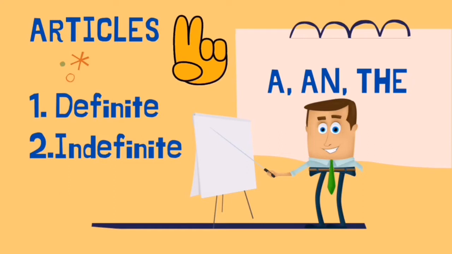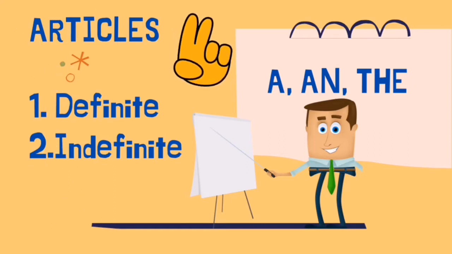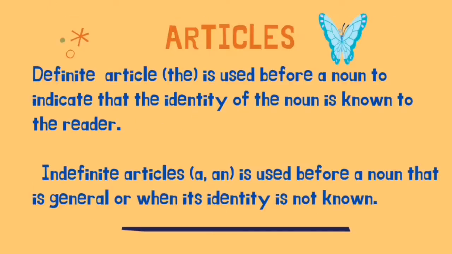So first we have articles. Articles have two types, that is definite and indefinite articles. So definite articles is used before a noun to indicate that the identity of the noun is known to the reader. So the is the definite article, a and an are the indefinite articles. Okay, when we use the, we are being more specific about the noun. Yes, so that is why that is called definite article. So indefinite articles are a and an. So when we use a and an, we won't be mentioning it as a very specific thing. Okay, it will be more general, or when the identity is not known to the reader or the speaker.